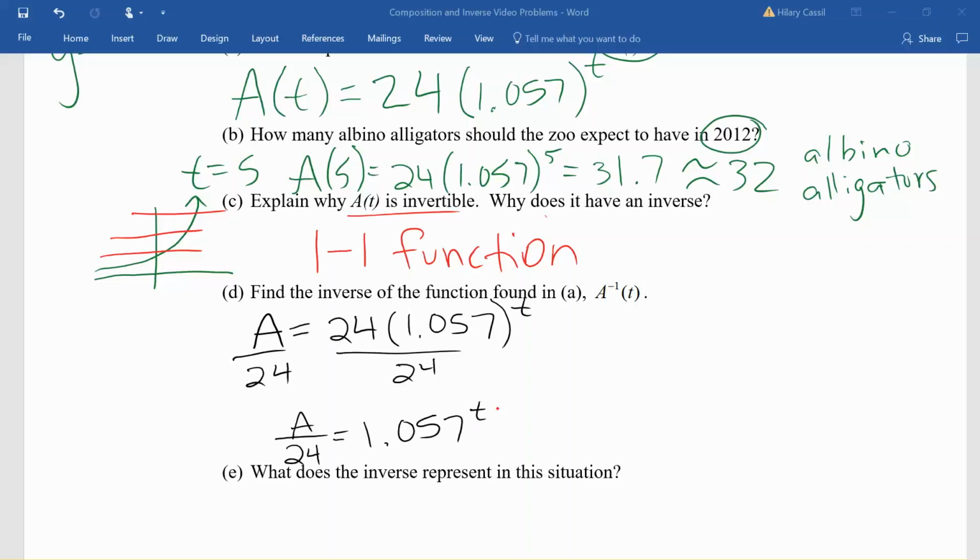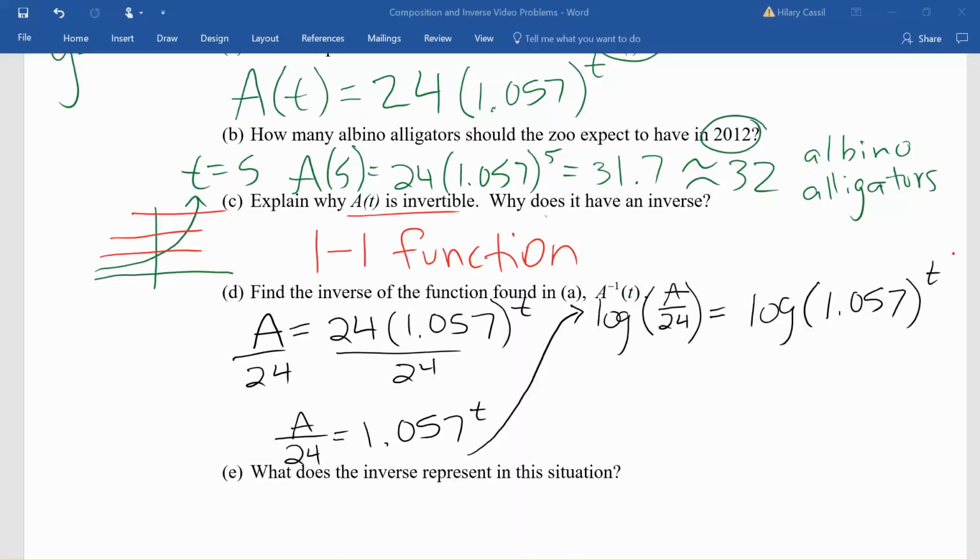In order to solve for the exponent, we need to use logs. We have a couple ways of doing this. We can take log base 1.057 of both sides. We can take the natural log of both sides or the common log of both sides. A lot of people like the common log, so we'll go ahead and take the log of both sides here.